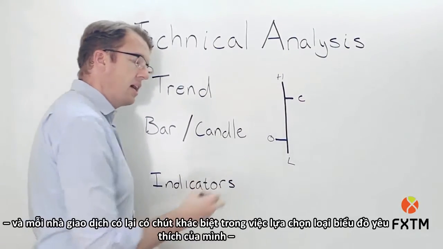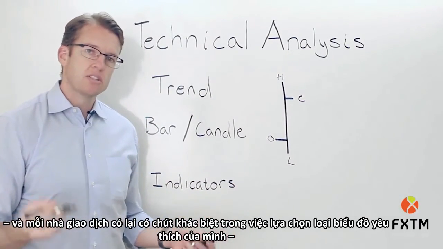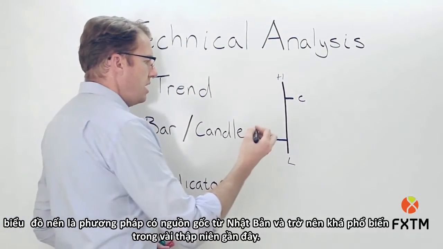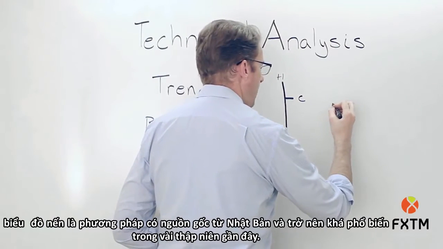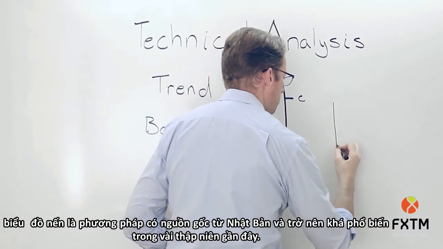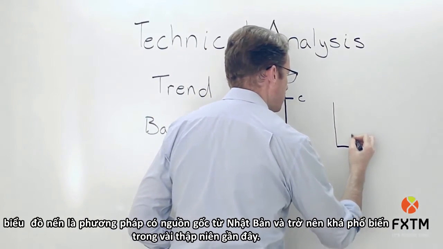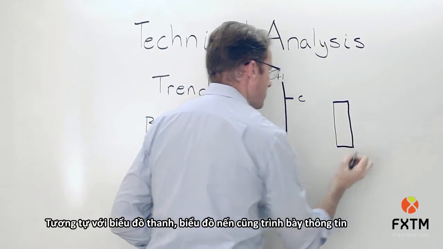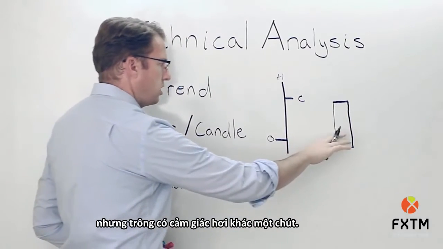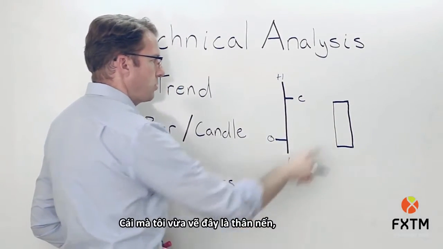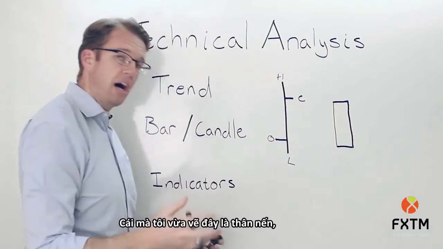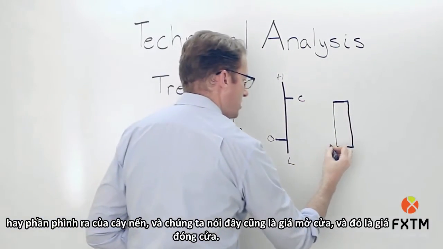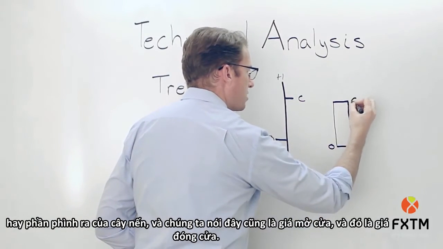Now, candlestick charting, and every trader is a little bit different on this as to what kind of charting methodology they prefer, but candlestick charting is a methodology that came from Japan and has really become very popular over the last couple of decades. Now, it's similar in the way that it displays information, but the look and feel is just slightly different. So this, what I've just drawn here, that's the body of a candle. So the fat part of a candle, and we'll say that this is also the open, and that's the close price.